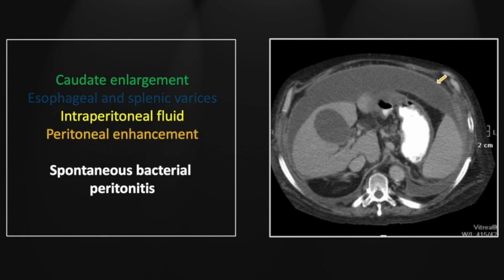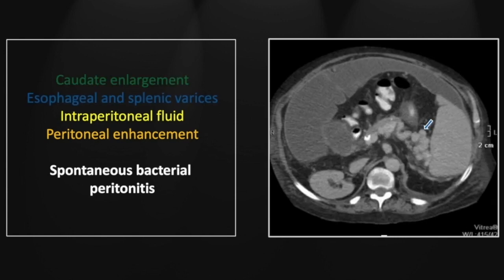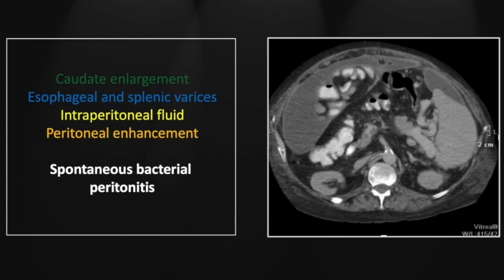But here you can also detect the thickening and enhancement of the peritoneum itself. Lower down we have another good example, splenic varices, intraperitoneal fluid and enhancing peritoneum. And even one more, splenic varices, intraperitoneal fluid and enhancing peritoneum, which you can see circumferentially around this loculated peritoneal fluid.